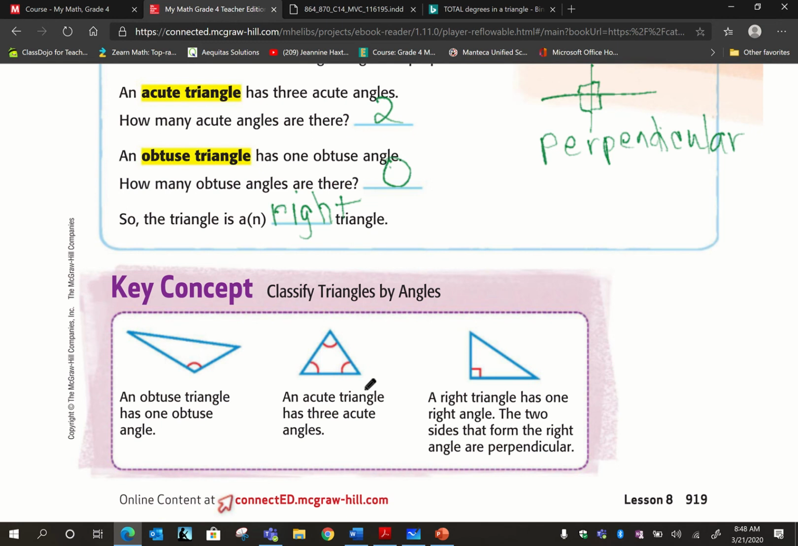An obtuse triangle has 1 obtuse angle. An acute triangle has 3 acute angles. Sorry, I keep saying it wrong. A right triangle has 1 right angle. The 2 sides that form the right angle are perpendicular, which is right here. It shows where it goes across. Okay, so we're going to turn the page.